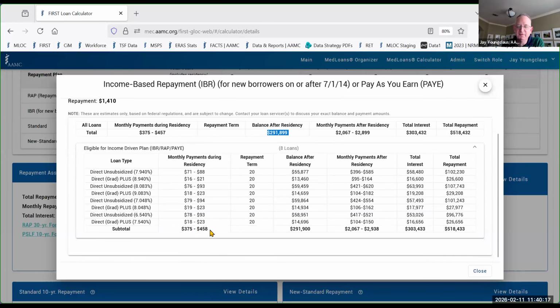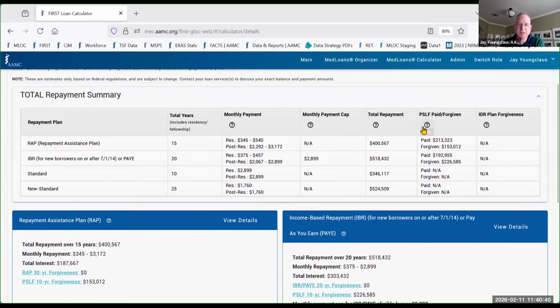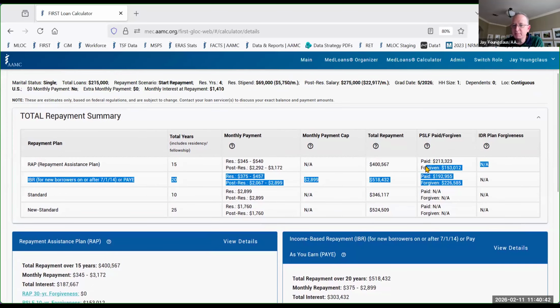IBR has a monthly payment very comparable to RAP during residency. It will have a lower payment after residency. You can look and see that here. The monthly payment is smaller, and even in this case, in year 20, it's smaller. So this is a way for you to see how much interest is accumulating, and what's the difference between IBR and RAP. Now, the reason IBR is in here, and I'm going to really focus on something in the weeds, is that it really matters for PSLF.